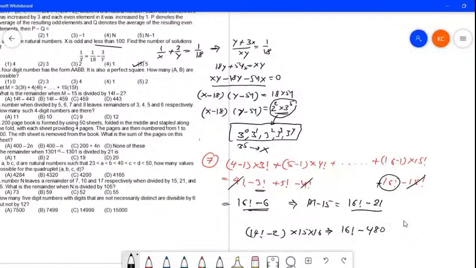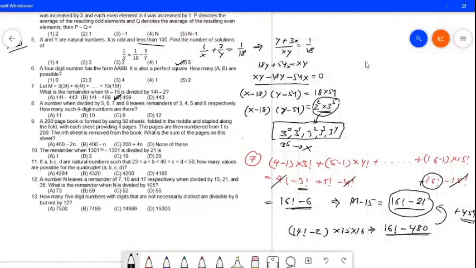So this number is divisible by 14 factorial minus 2. ये number जो है वो थोड़ा सा बड़ा है. कितना बड़ा है? Plus 459. So this is the remainder we will get. Okay, so this is the answer of question number 7.